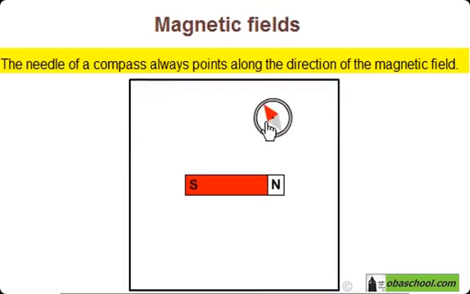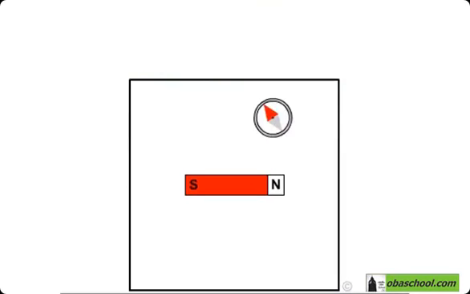As we move the compass around the magnet, the direction of the needle is changing, and that gives the direction of the magnetic field. The red north end of the compass points in the direction of the lines of force. Notice also that the red end of the compass needle points from north to south.